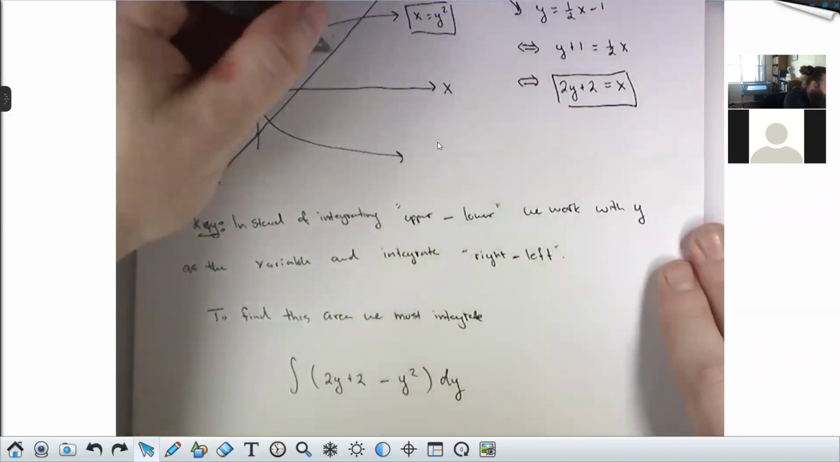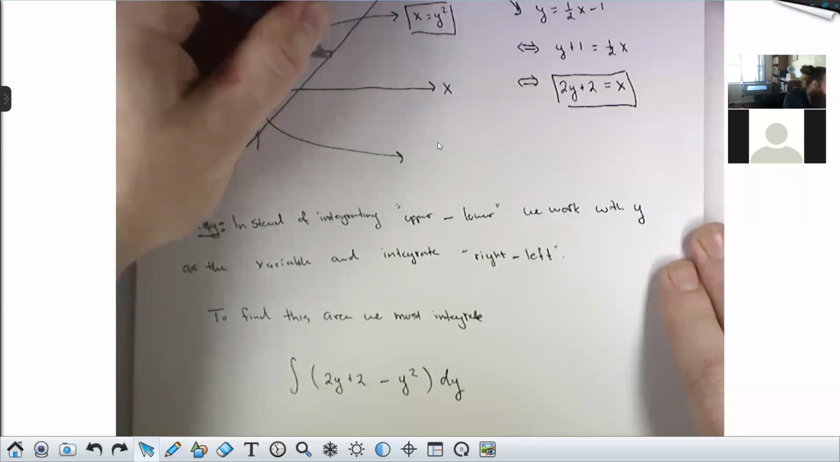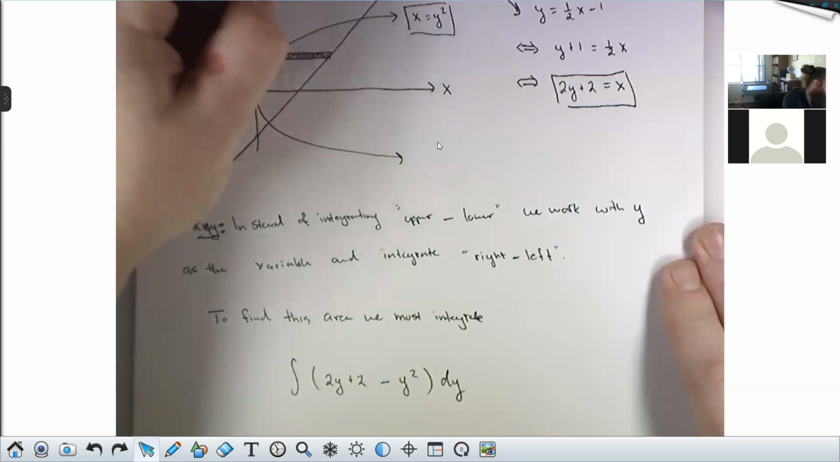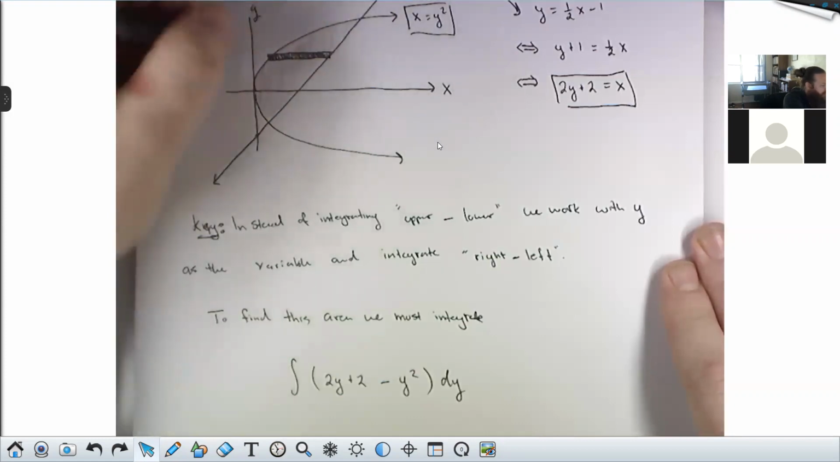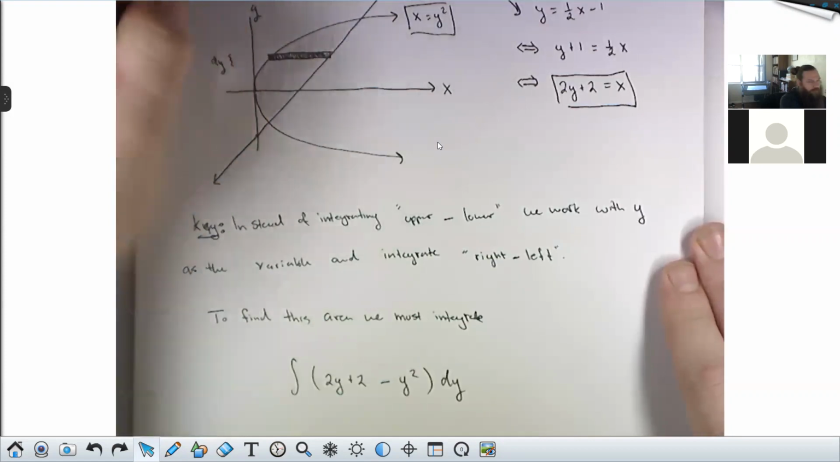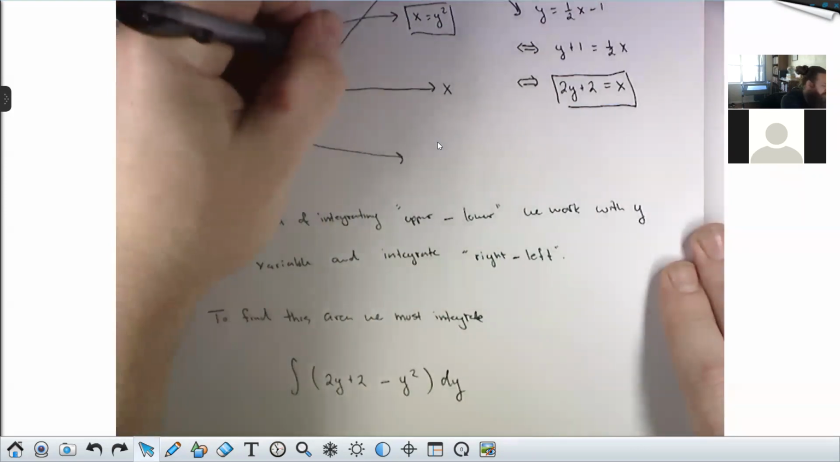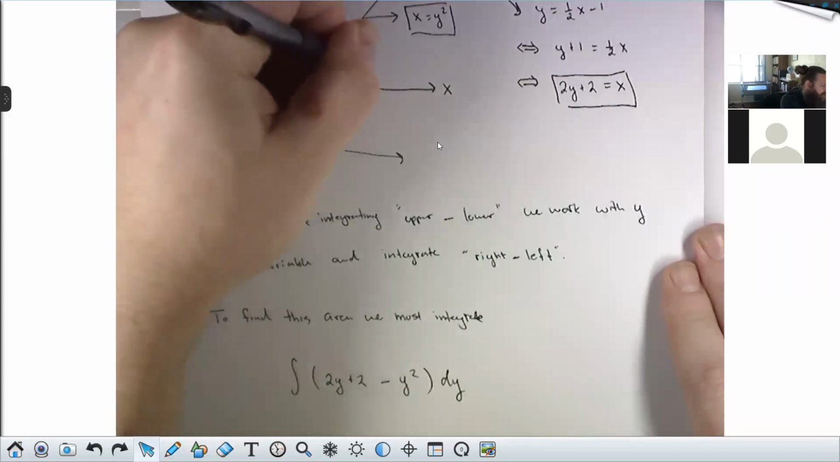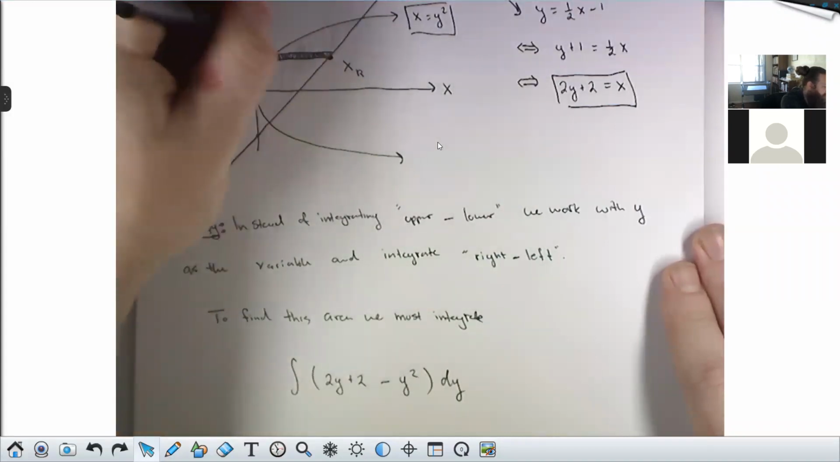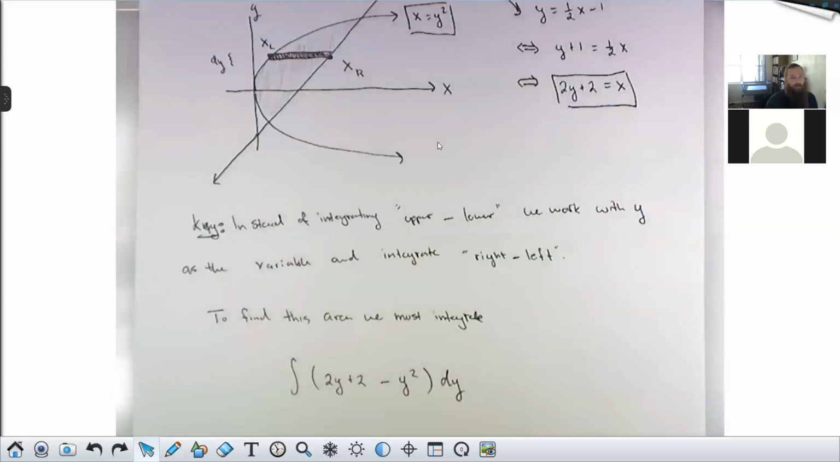Another way to say this is you could set up a little Riemann strip in here. You can imagine a little Riemann rectangle in here. It looks like this. His thickness is a little vertical thickness, so that's a dy. And his height or length, if you want to call it that, is this right function, call it xr, minus this left function, call it xl. So xr is 2y plus 2, and xl is y squared. So you integrate right minus left instead of upper minus lower.